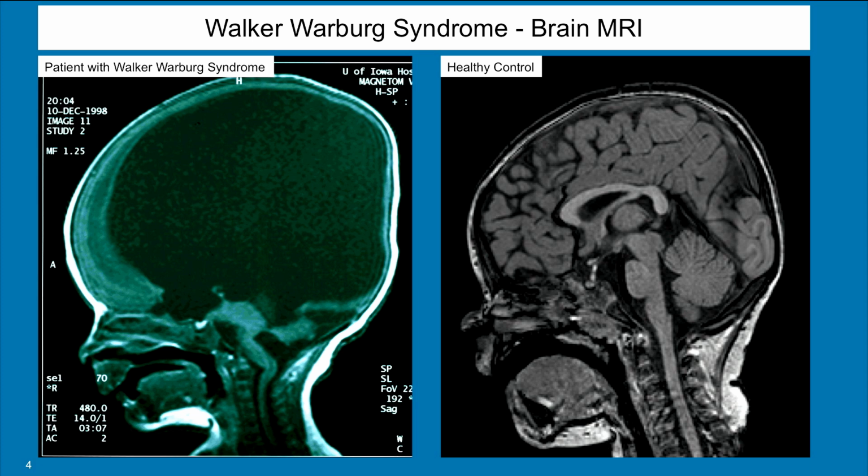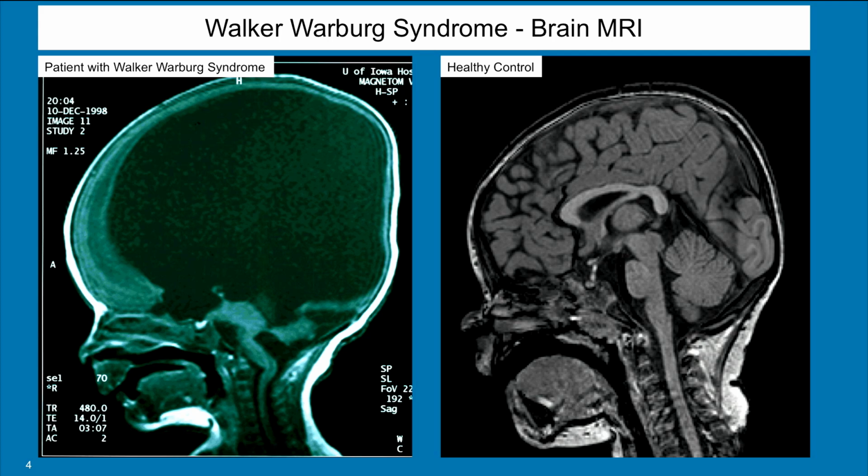And just to orient you, this is a midline slice, and then the brain is opened up, so you're looking at the midline. This is the tongue. Over here is the nose. The eyes would be over here, but they're outside of the frame of the picture. This is the spine, and here's the spinal cord. This is the brain stem. This is the cerebellum, and this is the cortex. So this is the normal brain, and then over here you can see a number of abnormalities on the brain MRI of a patient with Walker-Warburg syndrome.